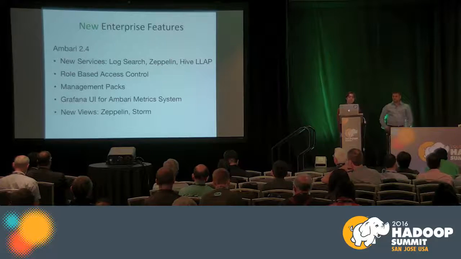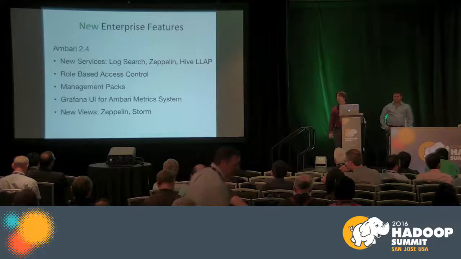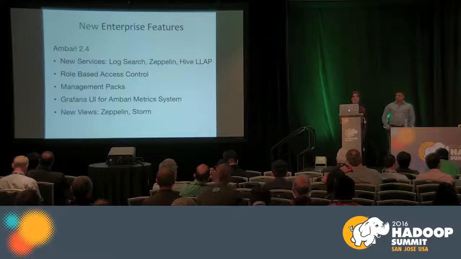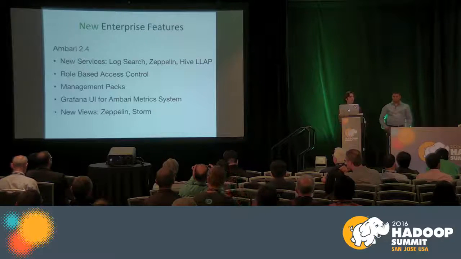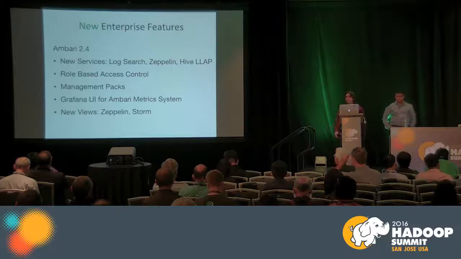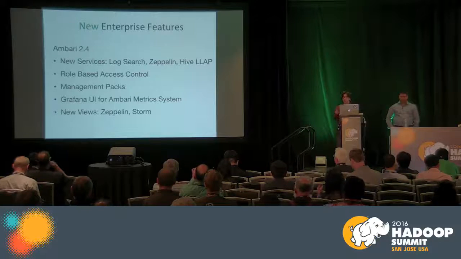We've also integrated a UI for Ambari Metrics System, and it's called Grafana. It's a standalone installation that's only for AMS, and it has 15 dashboards to visualize metrics all across your cluster, from HDFS, YARN, and HBase to a couple of other ones such as Kafka topics. And lastly, we've added a lot of new Views, and the ones that are most exciting are Zeppelin and Storm.